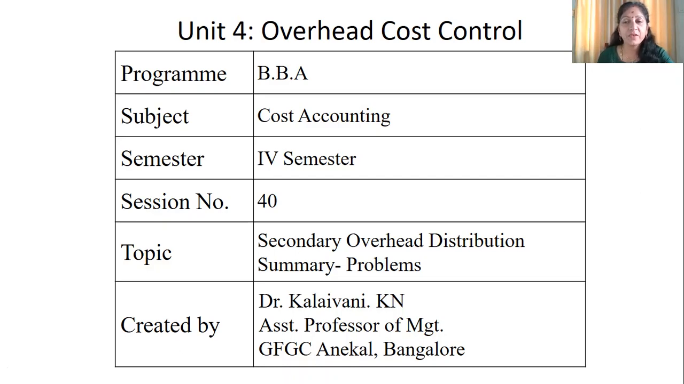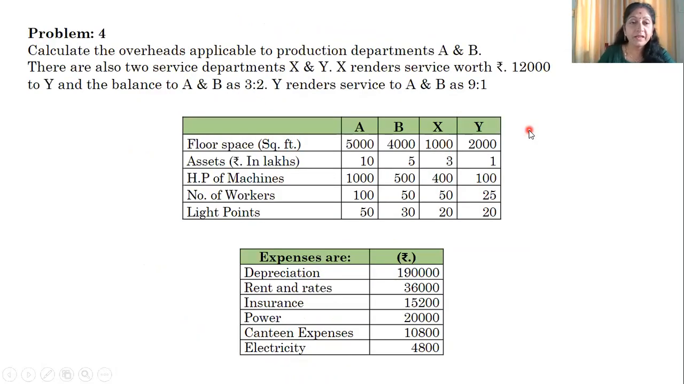In the previous class, we saw the secondary overhead distribution summary. Today also, we are going to see the secondary overhead distribution summary. Let me read the problem. Calculate the overheads applicable to production departments A and B. There are also two service departments X and Y. X renders service worth rupees 12,000 to Y and the balance to A and B as 3:2. Y renders service to A and B as 9:1.